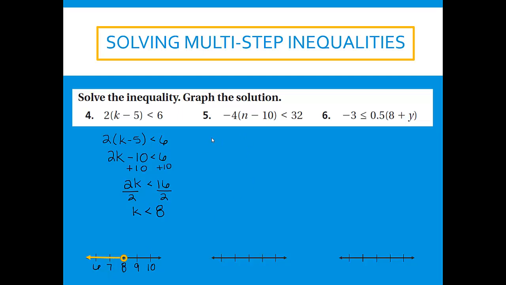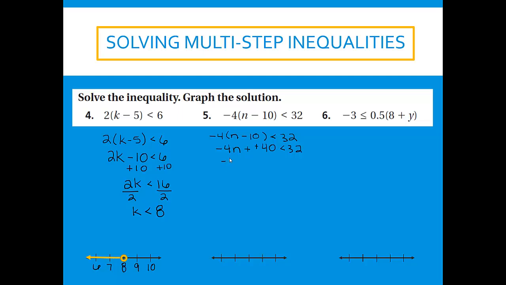Now let's look at number 5. We have -4 times the quantity n minus 10 is less than 32. Once again, we'll use the distributive property. So -4 times n is -4n. And then we have minus -4 times 10, which is -40. And that is less than 32. If we're subtracting a negative, same thing as adding a positive, so plus a positive.